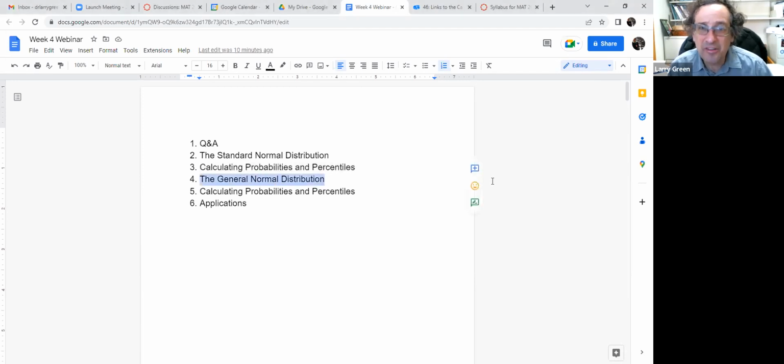We'll look at the general normal distribution also. That is when the mean could be something non-zero, like 50, and maybe the standard deviation isn't 1, it might be 7. And how do you find a probability and a percentile if you have a general normal distribution? Most normal distributions are general. The standard one I'm just showing you because it's easiest to see what's going on, and you can use the standard to think about the general. Then we'll do an application or two.